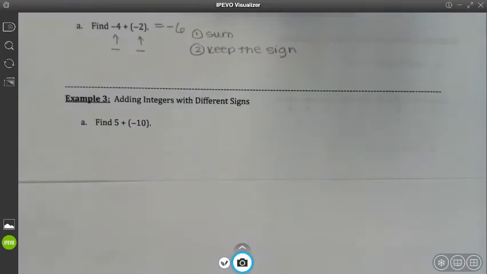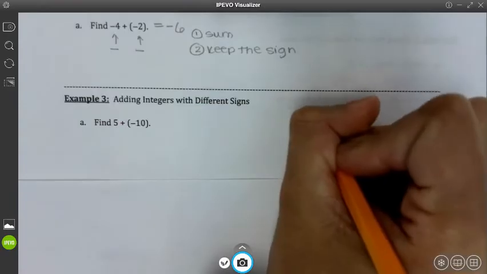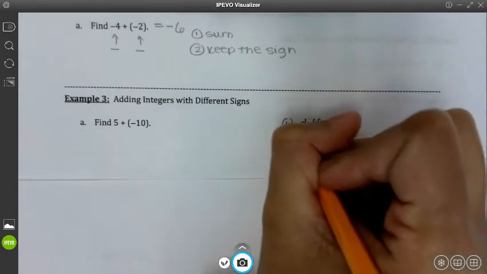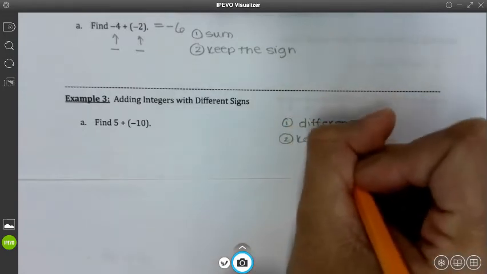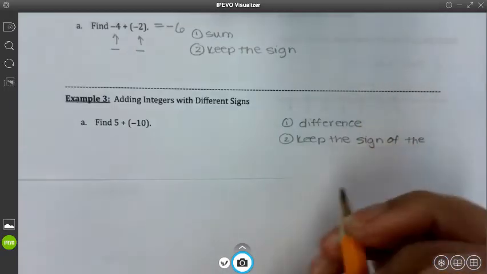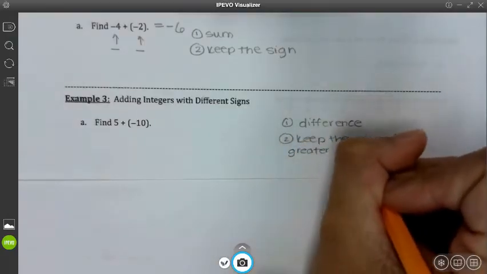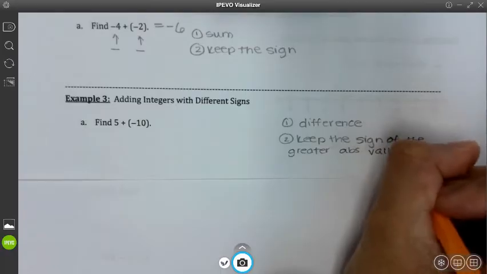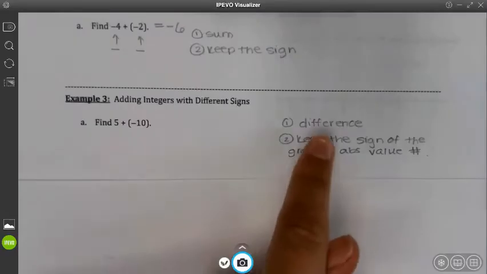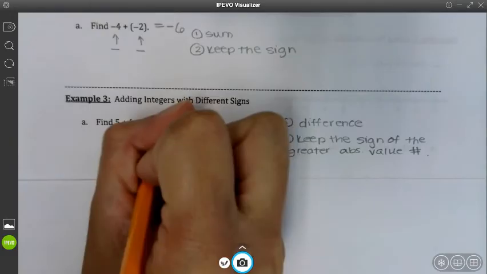Adding integers with different signs. So we know the rules are, if they have different signs, we find the difference and we keep the sign of the greater absolute value number. Okay, because we're going to see both signs because they have different signs. So we need to decide which one. So we're going to find the difference between these.